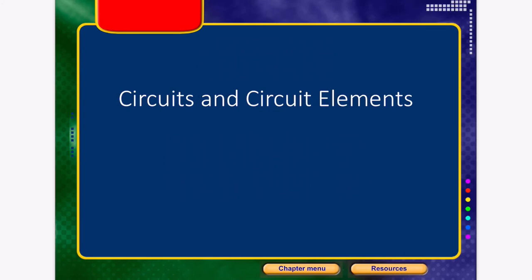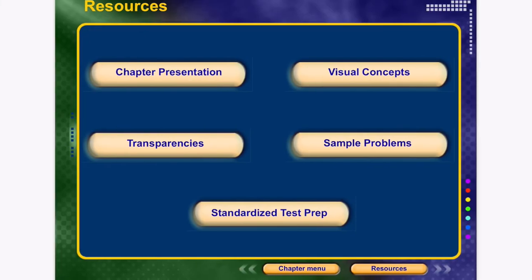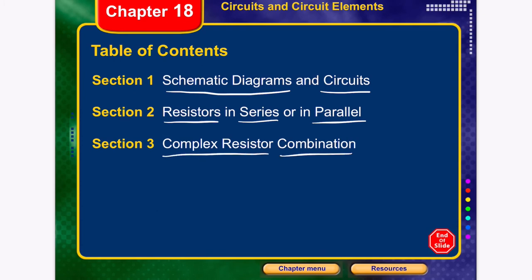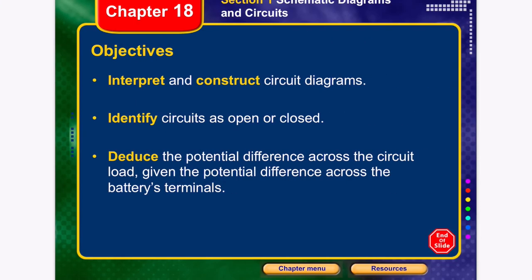Welcome to chapter 5. So in this chapter we'll discuss circuits, electrical circuits and circuit elements. In this chapter, we'll discuss how to schematically represent circuits using diagrams, and second we'll see resistances in both series and in parallel, and in the third part we'll see complex resistor combinations. So let's take a look at the first one, schematic diagrams.